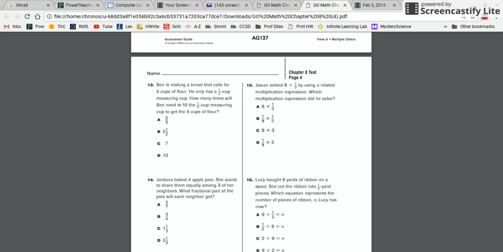A. 9 divided by 1/2 equals N. B. 1/2 divided by 9 equals N. C. 2 divided by 9 equals N. Or D. 9 divided by 2 equals N.